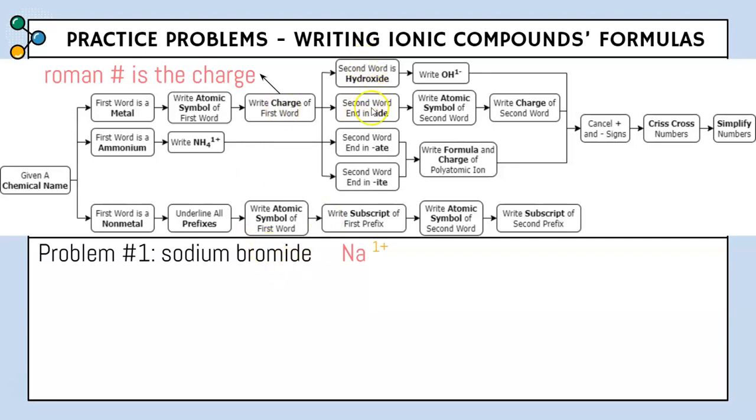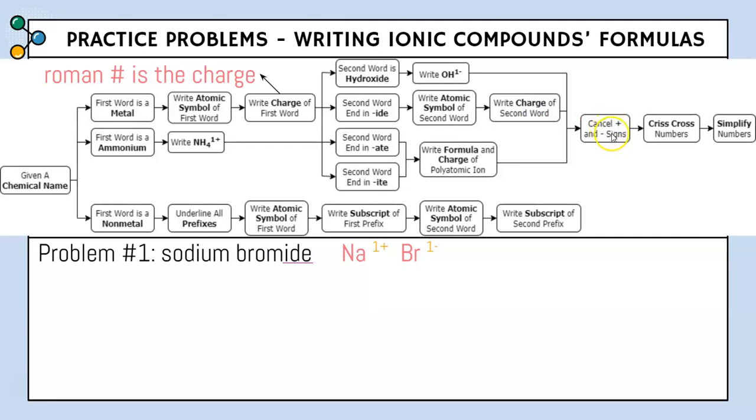Now we have to look at our second word. Specifically, we have to look at what the second word ends in, the last 3 letters, which is IDE. So we're going to be taking the second path. Second word ends in IDE. So we're going to write the atomic symbol of our second word. Bromide is bromine, so it's Br. And the charge for Br is 1-.